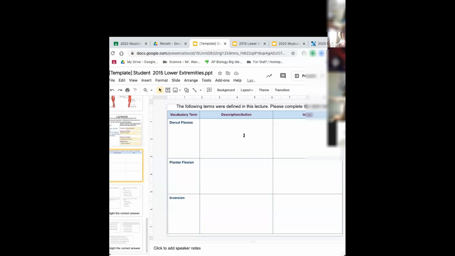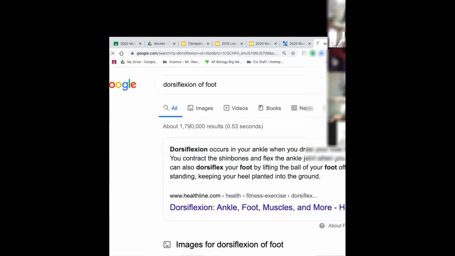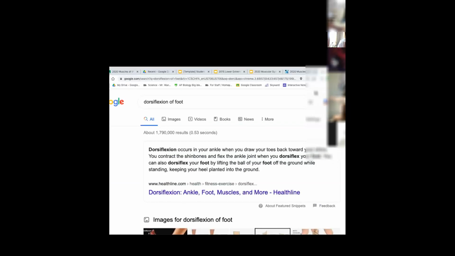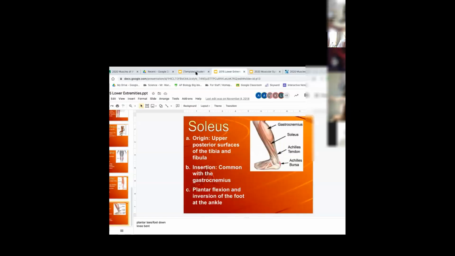I think toes, nose. Because inversion is more with the sole. So bringing the sole to the midline is inversion. Bringing the sole laterally is an eversion. Okay. Pointing the toes, plantar flexion, pulling the toes, dorsiflexion. Draw the toes back towards your shin. And I added some multiple choice questions this time.